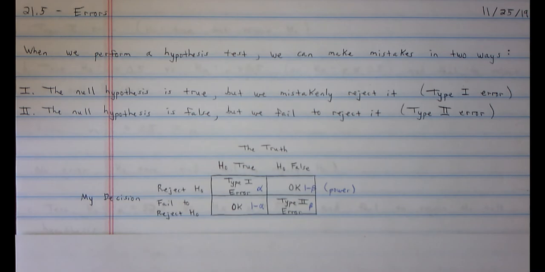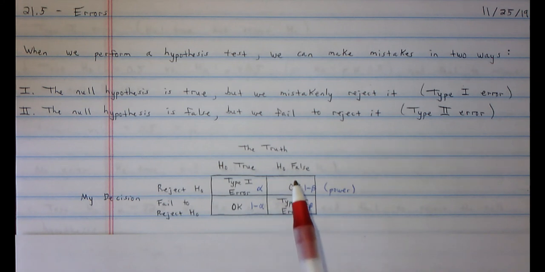This information is summarized in the following table. The columns contain the truth. The rows contain our decision. So for example, in this first column, H naught is true. And then if you look at row 1, that's our decision to reject H naught. Well, if H naught is true, we should not be rejecting it. This is a type 1 error. If H naught is true and we fail to reject H naught, we've done the right thing, and so this is okay.